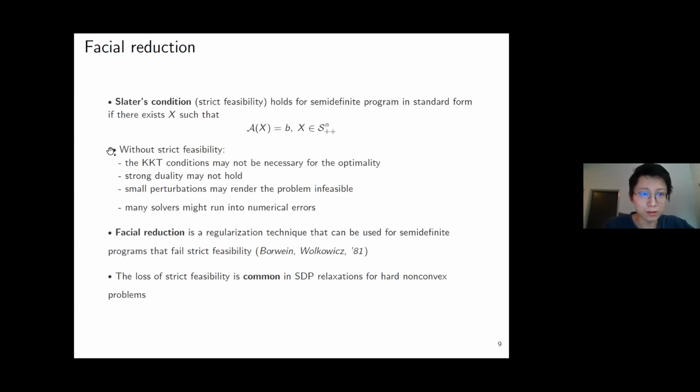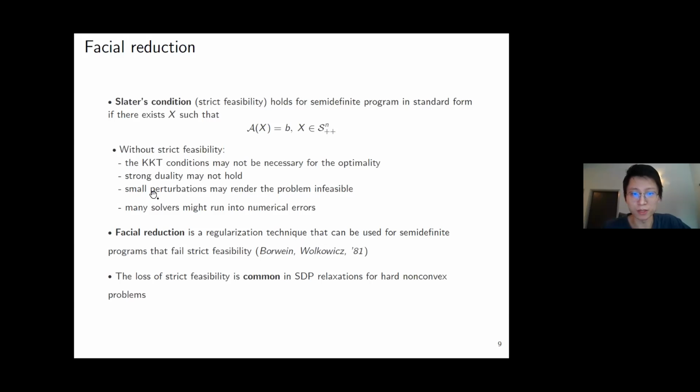So this constraint qualification is important because if you don't have strict feasibility, many bad things can happen. For example, the KKT conditions may not be necessary for optimality, and strong duality may not hold. Many algorithms are solving the primal and dual problem at the same time. Sometimes you're trying to find the optimal solution of the dual, but there is a duality gap. Problems like this can happen.